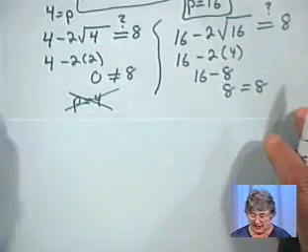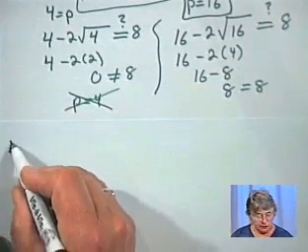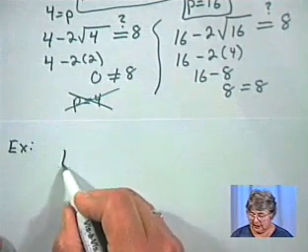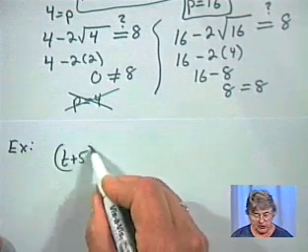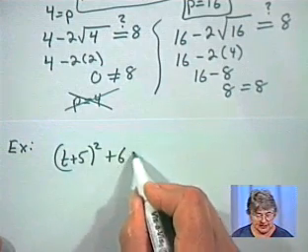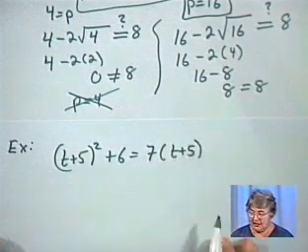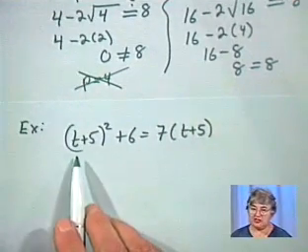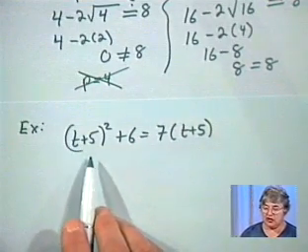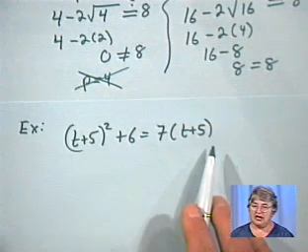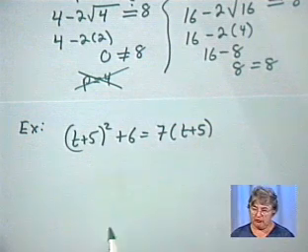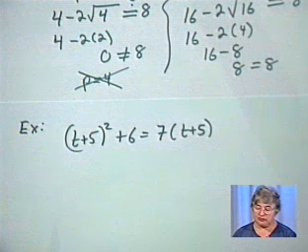All right, let's take another example. Suppose we have (t + 5) squared plus 6 equals 7 times (t + 5). Now, this happens to be a quadratic equation in terms of t, and we could solve it simply by multiplying it all out, combining all terms, and then we would end up with a quadratic equation in terms of t.